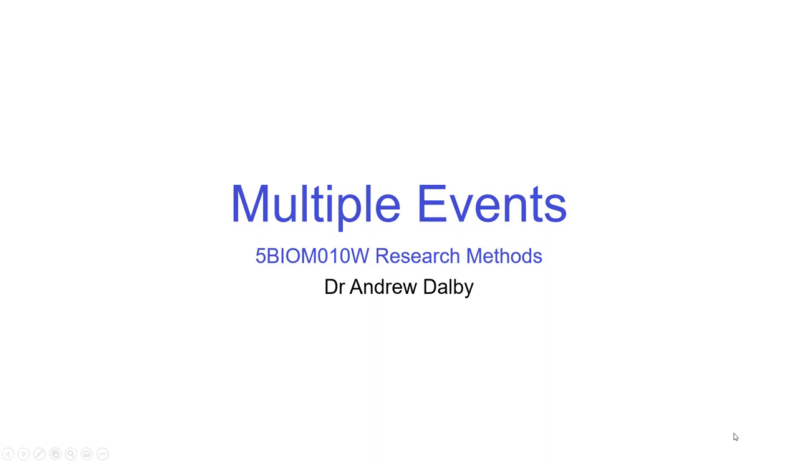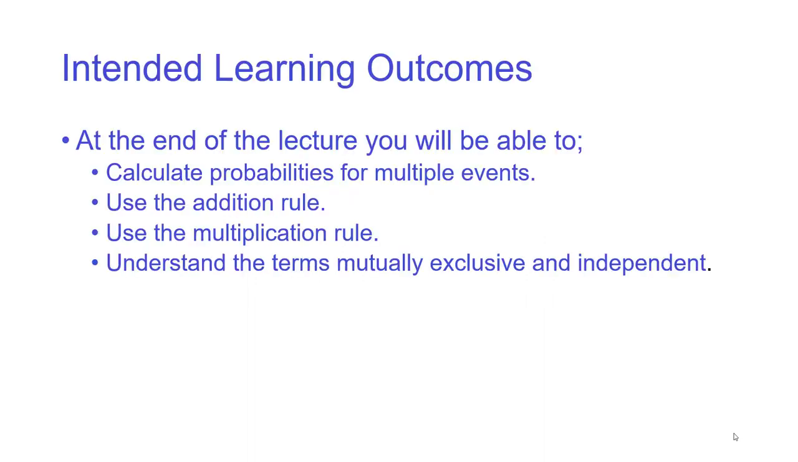We're now going to look at slightly more complicated examples of probability where you've got multiple events. So at the end of the lecture you should be able to calculate the probabilities for multiple events using the addition and multiplication rule. And that also means that you need to understand the terms mutually exclusive and independent.